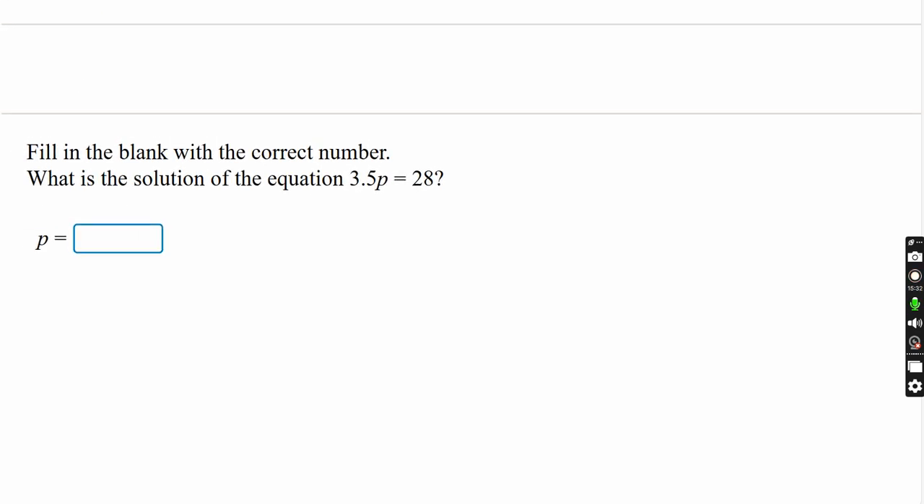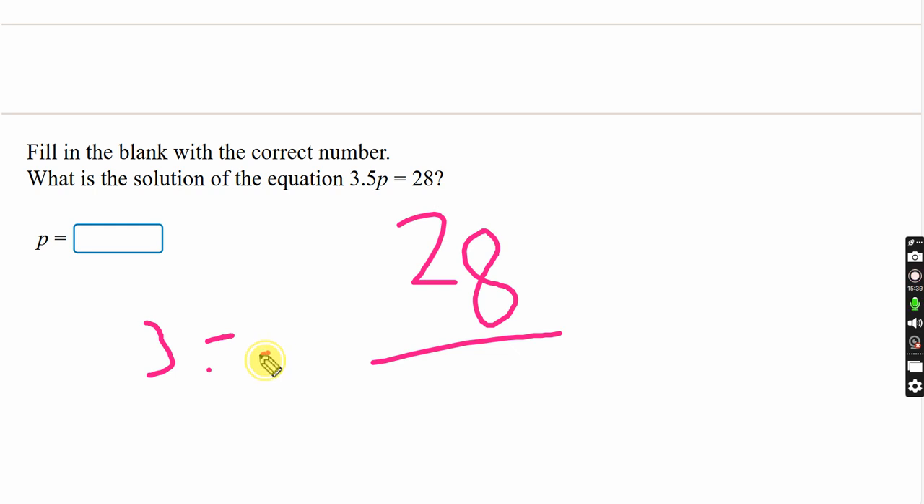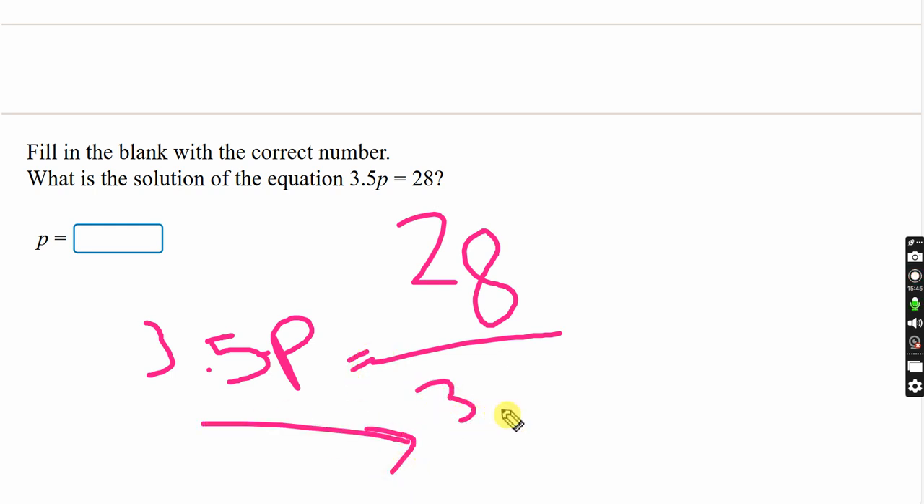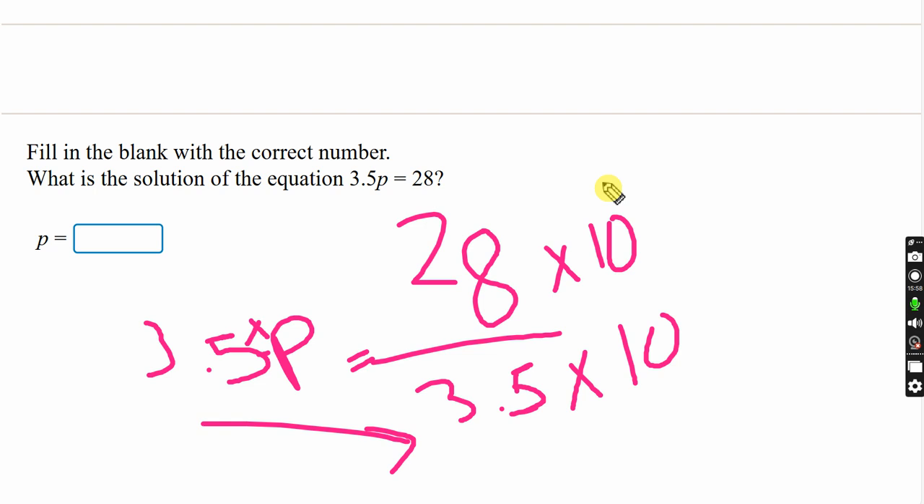Okay, what about this? 28. Same rule you'll apply again. You get 3.5p. You take this to the other side, 3.5. Remember, it's multiplication, right? So when we take it to the bottom, it just becomes division. So 28 divided by 3.5, you multiply by 10, you multiply by 10. If your multiplication is good, you can just see it quickly. It's 280 divided by 35.